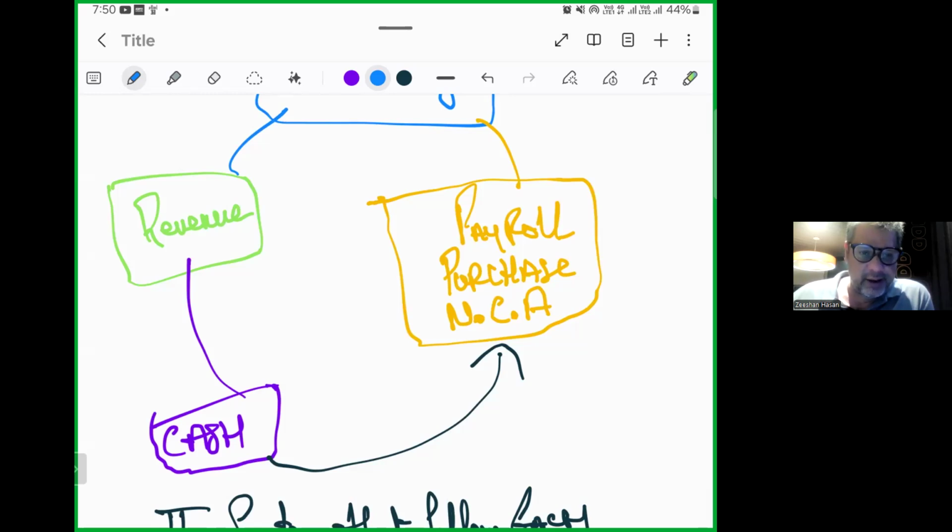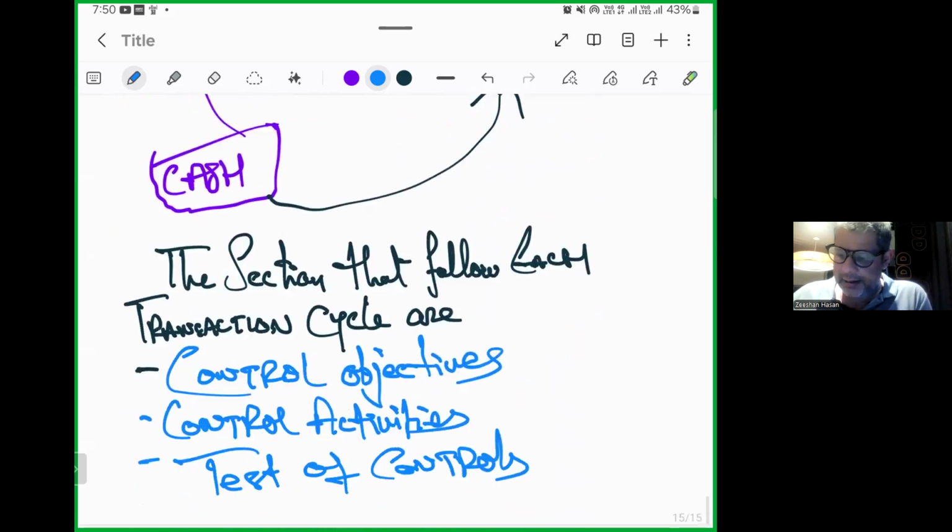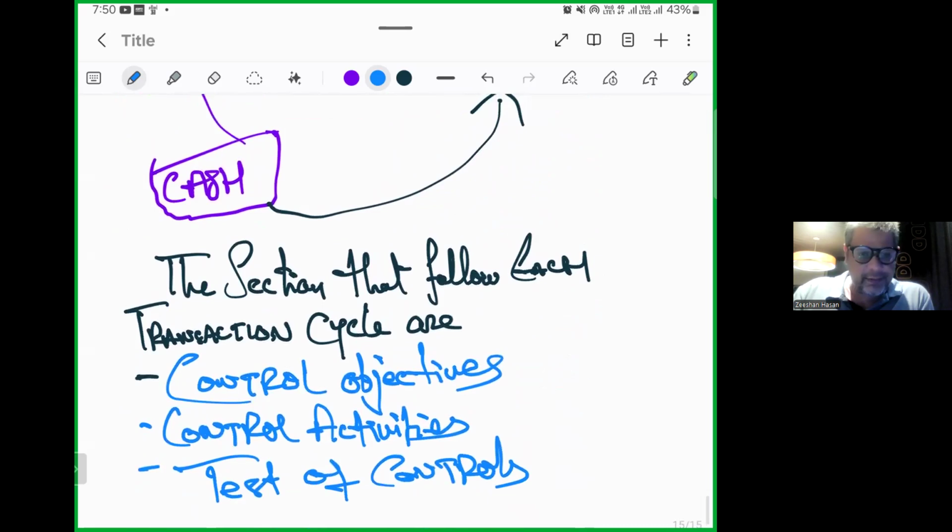The transaction cycles relevant to your examination are revenue, sales and trade receivables, purchases and trade payables, payroll, wages, salaries, inventories, bank and cash, and non-current assets. For each transaction cycle, we outline the control objectives, the control activities, and the tests of controls.